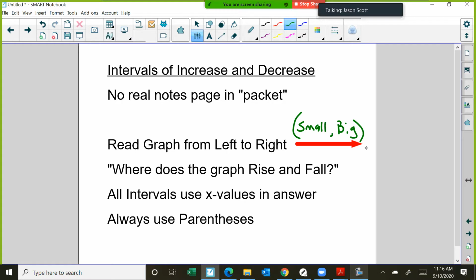The question we want to ask ourselves is, where does this graph rise and fall? Where is it going up, and where is it going down? Those are going to be where it's increasing and decreasing. When we write our answer, we're always using the x values because we are reading from left to right. We're reading the x values, describing the y values. And when we write our interval notation, we'll always use parentheses. No brackets in interval notation for increasing and decreasing.